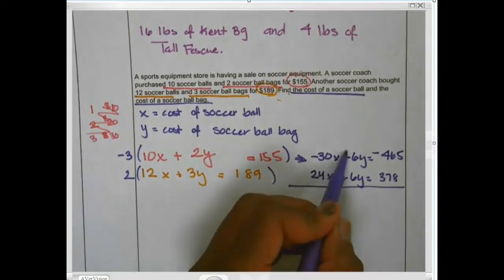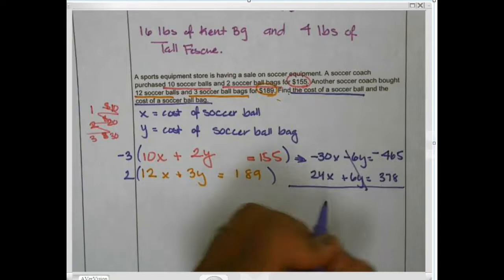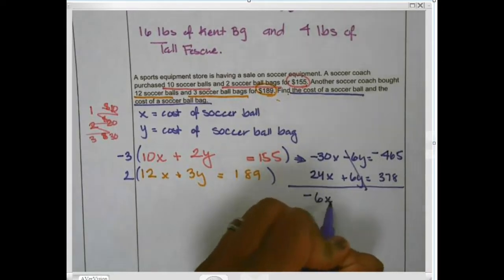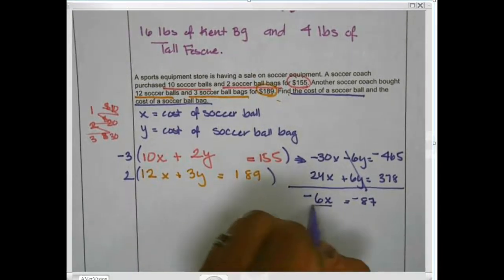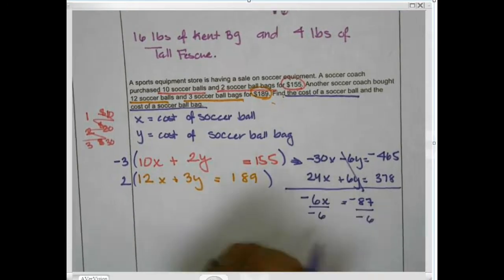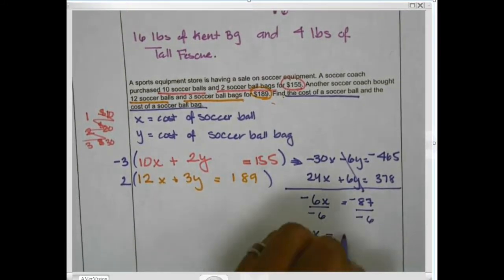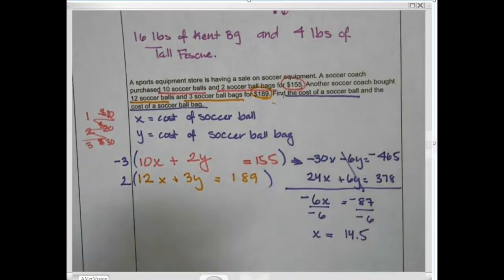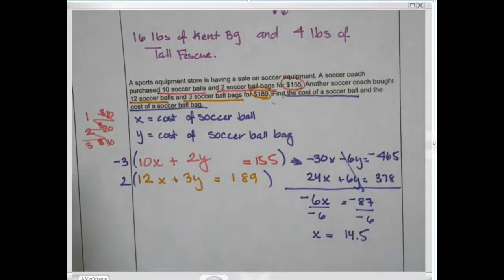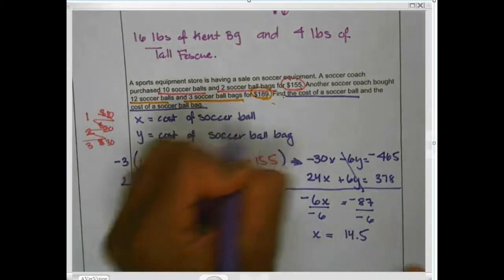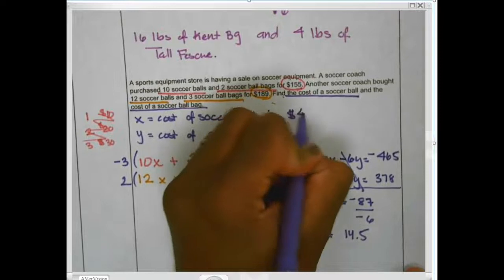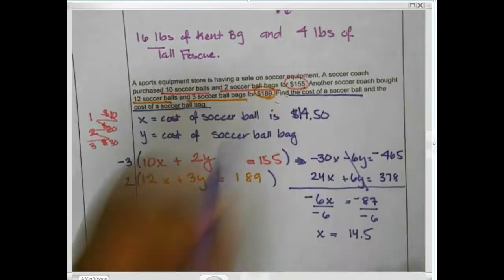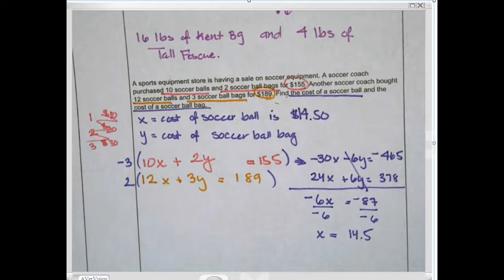I have my opposite coefficients. Delightful. Y's go away. Negative 30 plus 24 is negative 6x equals negative 87. Now to solve for x, I'm going to divide by negative 6, and I get x is equal to 14.5. Is that scary? Not really. It just seems a little bit more real world. So that means the cost of a soccer ball is $14.50.